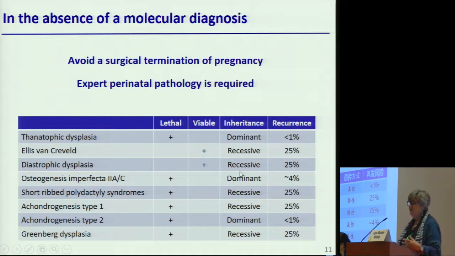So in the first trimester, if you see a baby which looks like it has a skeletal dysplasia, avoid a surgical termination of pregnancy unless you have a molecular diagnosis. Because you need expert perinatal pathology, and again, because of the variability in recurrence risk, there's a mixture of dominant and recessive conditions here, and the recurrence risk can therefore vary from less than 1% to 25%, and it's important for parents planning future pregnancies to know what the risks are.